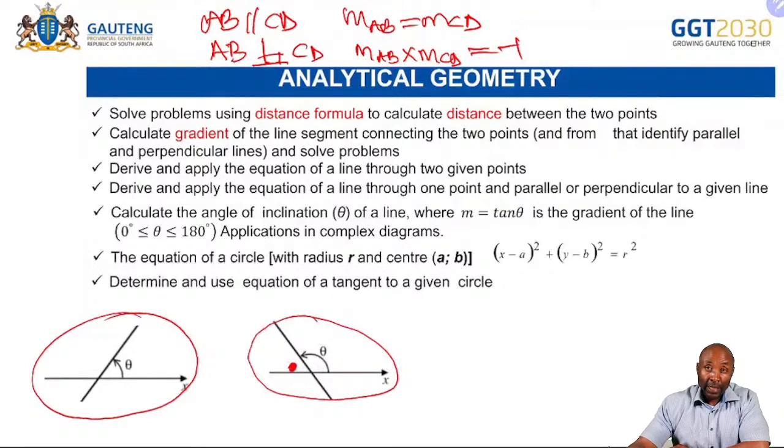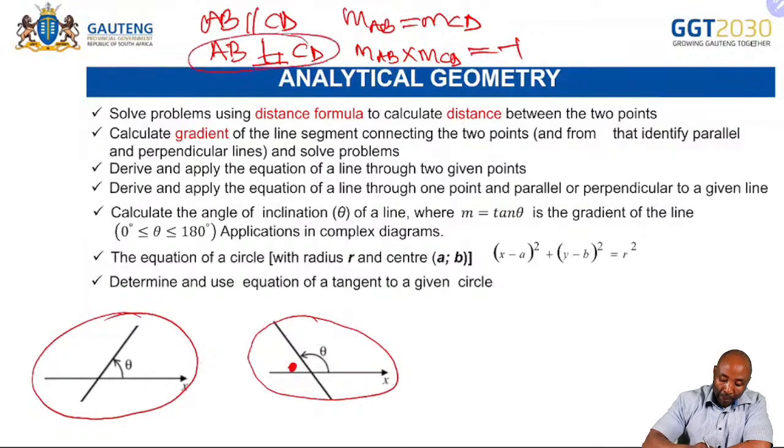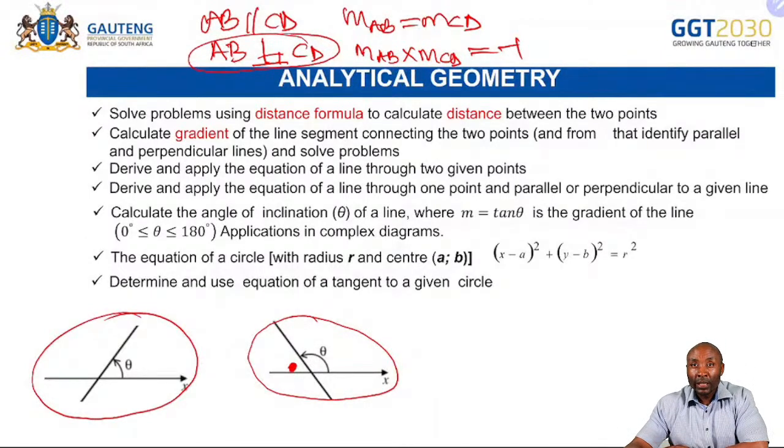The equation of a tangent to a given circle. This is where we are going to use the property of our perpendicular lines. In most cases, if you are given the coordinates of the center and a point on the circumference, you are able to determine the gradient of the radius. Once you get the gradient of the radius, you are able to also determine the gradient of the tangent.